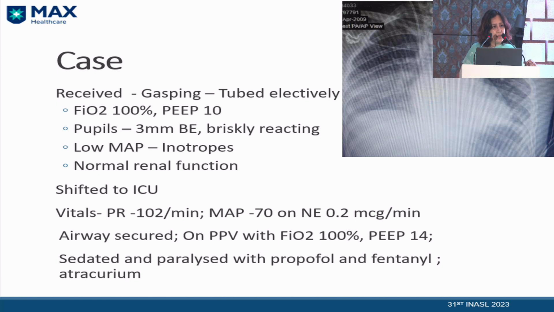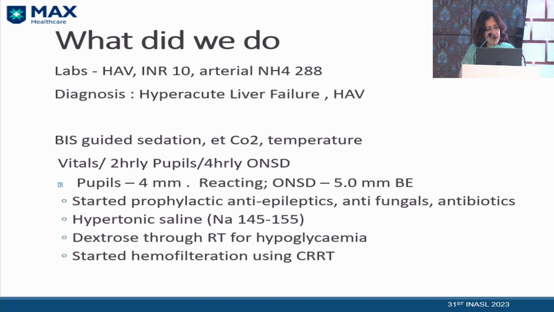So this was a patient who was being treated conservatively in another setup. They suggested a transplant and shifted him to us. But by the time he came to us, he had very high oxygen requirements. He required sedation and paralysis for maintaining the saturation. Once we did the labs, we found the ammonia was 288, and the etiology was hepatitis A.